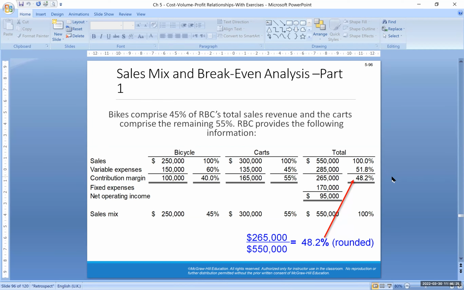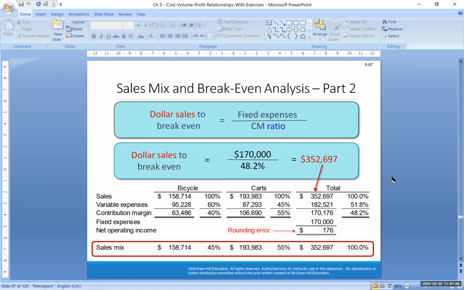Here, the 60% for the bicycles is now multiplied by the new sales from the bikes, which is 158,714. Times 60% equals 95,228. The 60% represents the variable expenses from the sales of the bikes, and the remaining will be the contribution margin. So 158,714 minus 95,228 equals the contribution margin from the bicycles of 63,486.